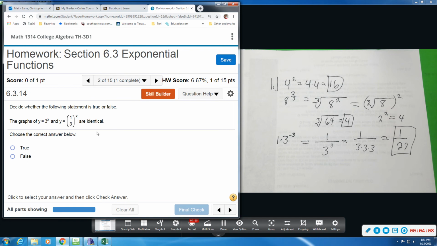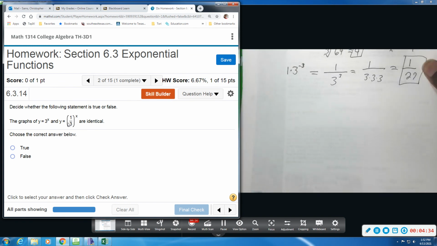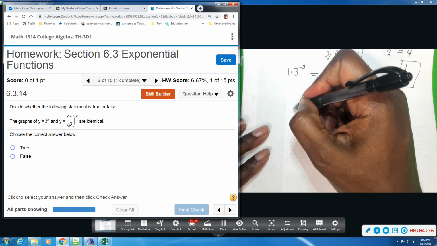Okay, number 2, I didn't look at all the definitions, but let's talk about this. It says, decide whether the following statement is true. The graphs of y equals 3 to the x power and y equals 1/3 to the x power are identical. Well, I hope you can tell that just by looking at these equations, these are not the same. Also, in passing, in the overview, we did talk about the difference.